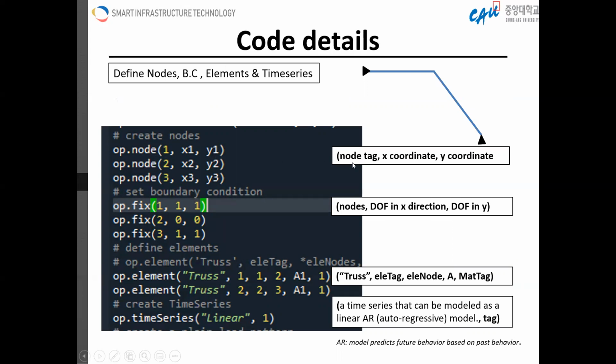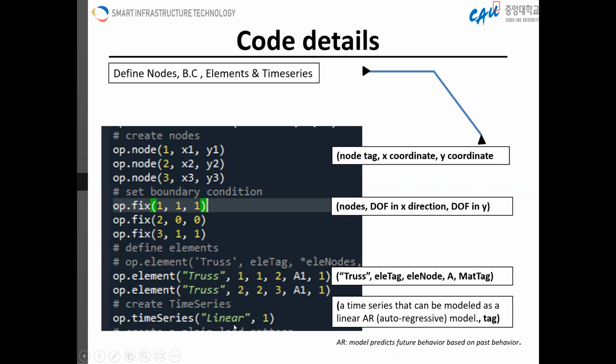Nodes are defined like node. Then we are going to give the tag of the node and the x coordinate, y coordinate. This one is x, y. And likewise, we are going to fix the first node and the third node. As it has fixed boundary conditions, it has a single point constraint. Defining elements, here it is truss, and the element tag is 1, and it goes from one node to the second node, and its area is 1, and it is using material property 1.